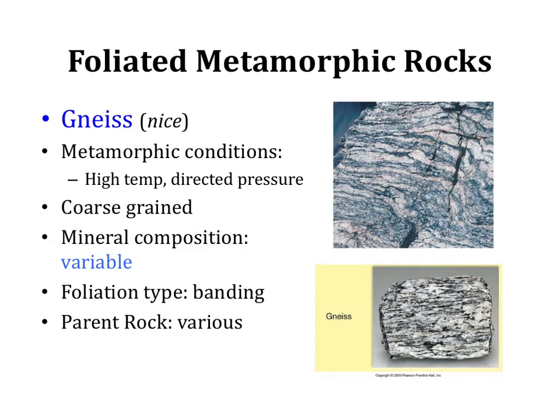Then finally, we have one last foliated metamorphic rock, and that's the rock gneiss. Metamorphic conditions now, we've moved up to 400, 450 degrees C, high temp, directed pressure because it's foliated. This one is also coarse-grained like the schist was. The mineral composition can vary a lot. Part of that is because the parent rock can vary a lot. And remember, parent rock plays a large role in determining what the minerals are in the metamorphic rock.